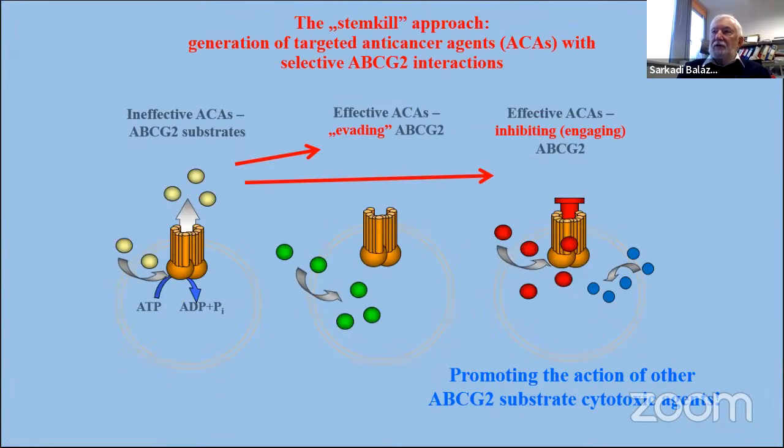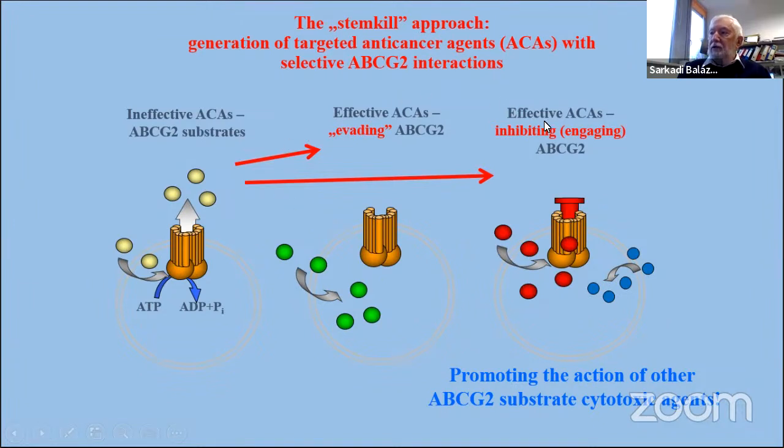So one idea would be to eradicate the cancer stem cells, and that we called in some of our papers a stem kill approach, which means that you want to generate anti-cancer agents, whether they are targeted or general chemotherapeutic agents, which show selective ABCG2 interactions. So if they are transported by ABCG2, they become ineffective agents, especially in the cancer stem cells. If you generate anti-cancer agents which can evade ABCG2, that is, they are not substrates of this transporter, they are able to kill these cancer stem cells.